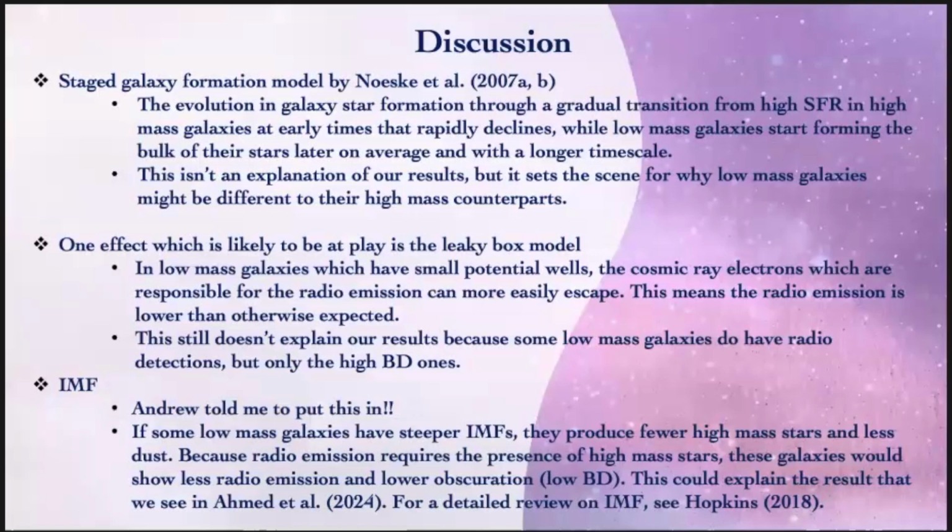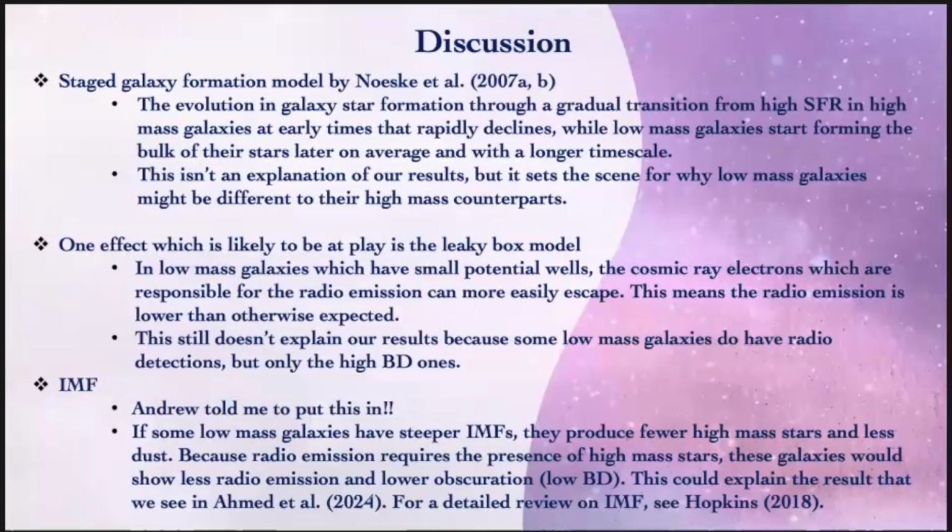This is also known from Cowie et al. 1996, commonly known as galaxy downsizing. But this model does not explain our results, but it sets the scene for why low mass galaxies seem to be different from their high mass counterparts.